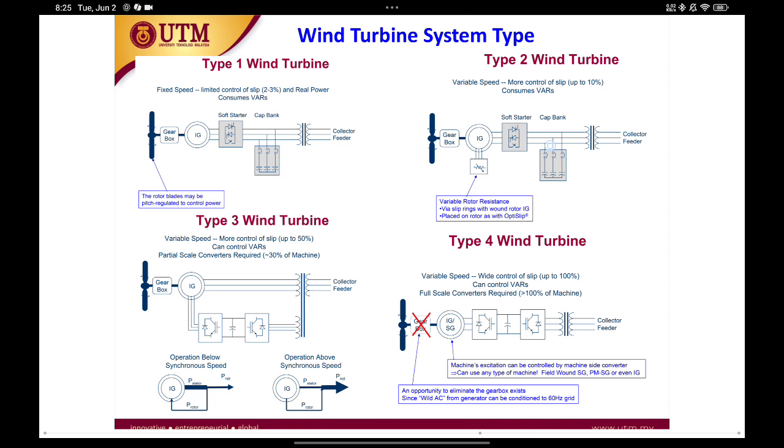Type 2 has variable rotor resistance. Basically in the rotor you control the excitation current. You put resistance in the inner circle, not the outer circle. The resistance is at the rotor, the inner, and the outer is the stator. You have to draw a double circle. So that is the difference. You have more slip control, up to 10%. That is the advantage of using type 2 wind turbine. It also uses the induction generator.